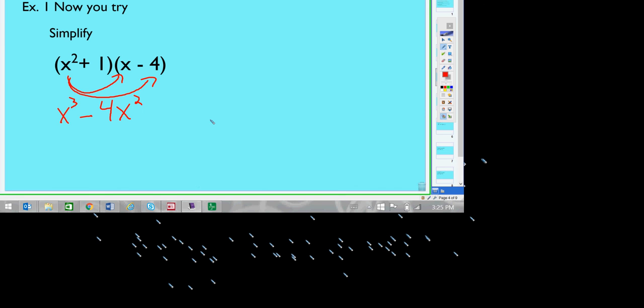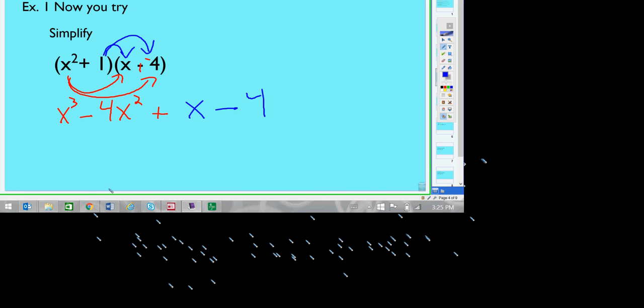If it helps, add the opposite, or we call it chick boom, and that'll help clear that up. And then plus, let's switch colors here, maybe a blue would be better, 1x, or we'll just say x, and 1 times negative 4, we'll write as minus 4 plus negative 4.